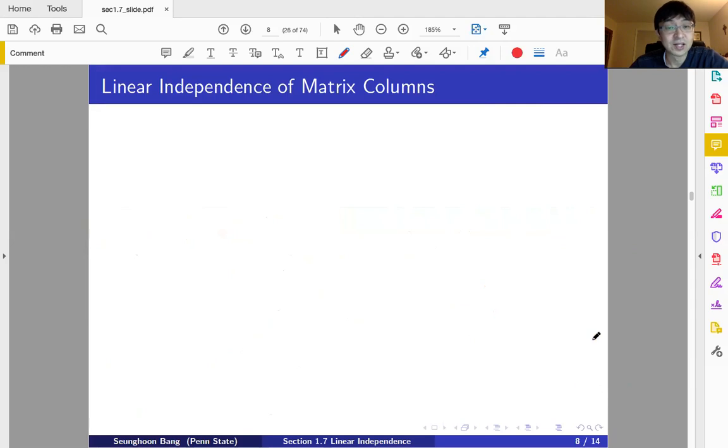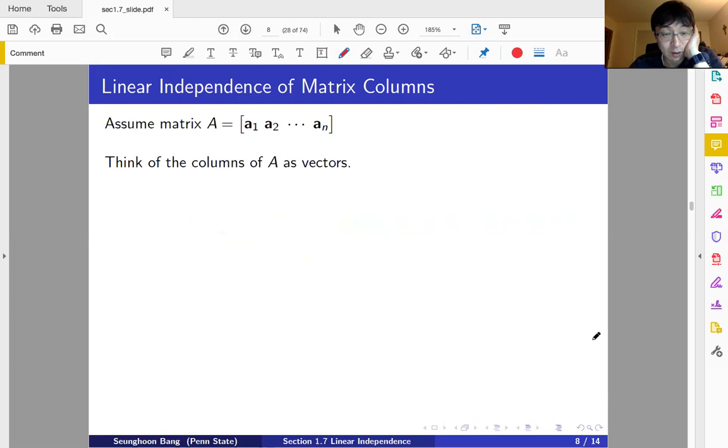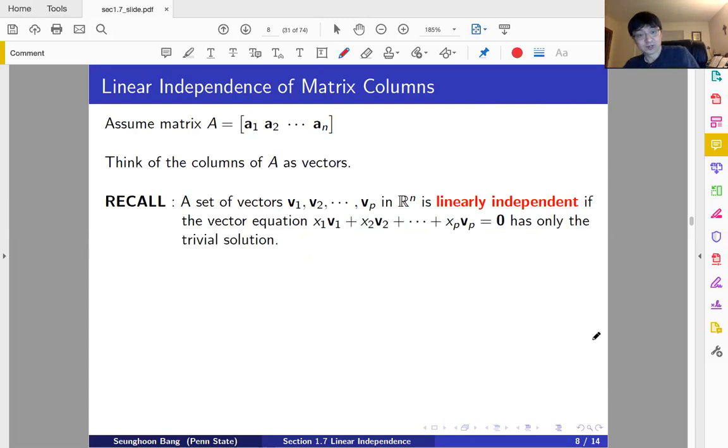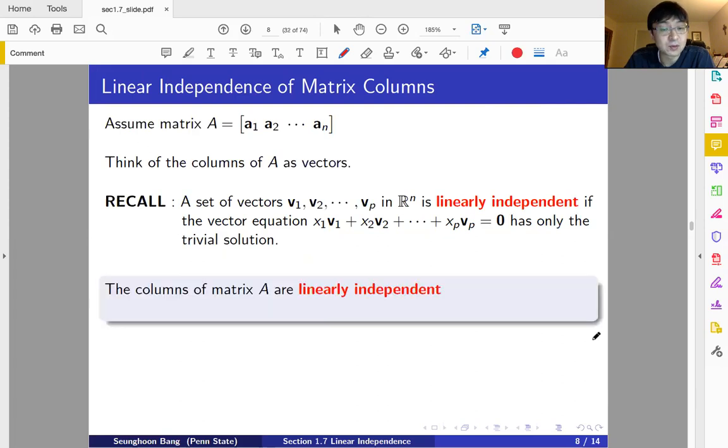The next tip, the linear independence of matrix columns. Assume that A is a matrix, A1, A2, up to AN, where the Ai's are vectors. Think about the columns of A as vectors. Recall this one: vectors V1, V2, Vp in Rn are linearly independent. What does it mean? The vector equation has only the trivial solution. We can use this definition. The columns of matrix A are linearly independent if and only if the equation AX equal to 0 has only the trivial solution.